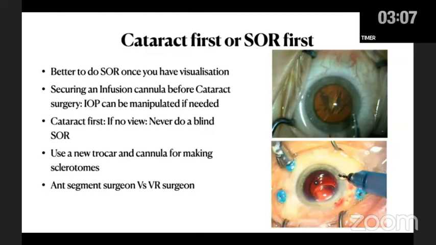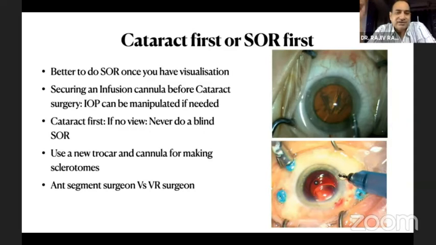So whether to do a cataract surgery or SOR first. It is better to do a SOR once you have a visualization. Without visualization, don't attempt to remove the oil. And it's better to secure an infusion cannula before your cataract surgery, because you have a chance to manipulate the intraocular pressure if needed. Definitely, if there is no view, you do a cataract first.